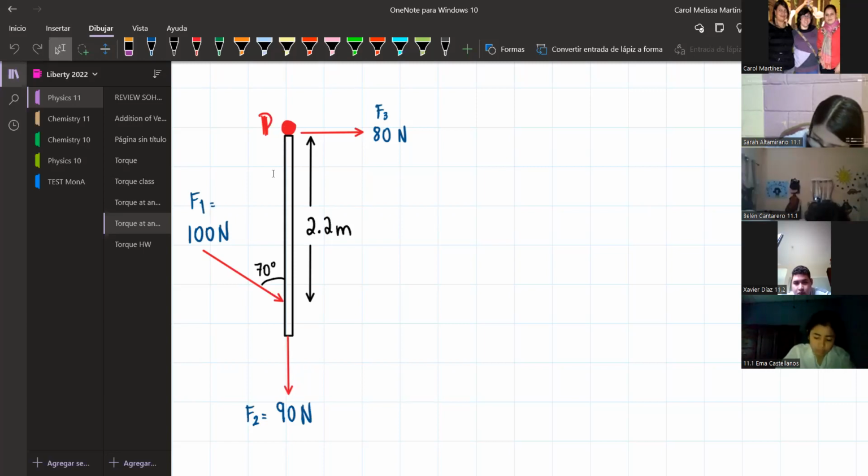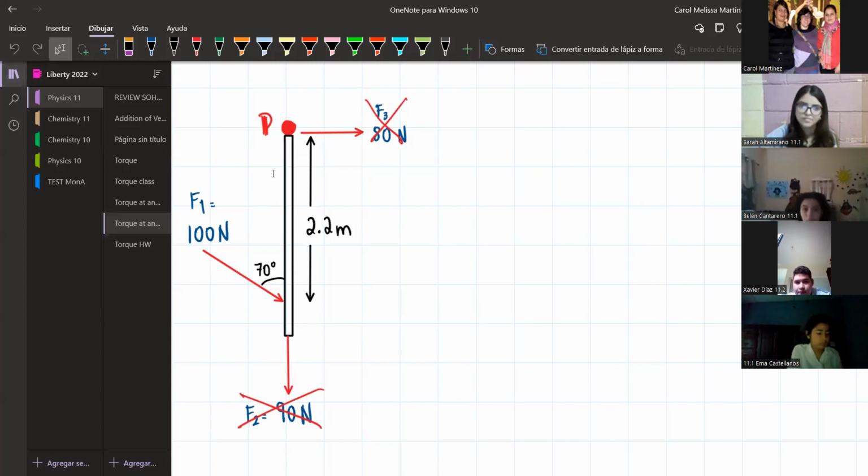Okay. Of the three forces, which one is doing torque? Only force 1. Force 3, no, because it is applied right on the pivot. And force 2 also is not doing torque because if you make a projection of this force, you're going to see that it passes through the pivot. So in that case, it's also not going to be doing torque. So these forces, we're not gonna use them. I just put them there to make you feel confused.